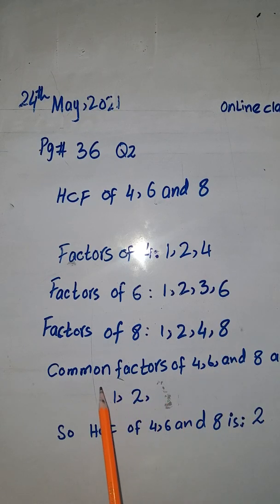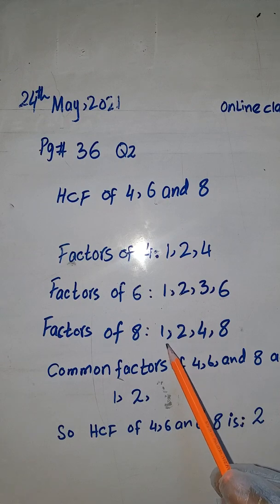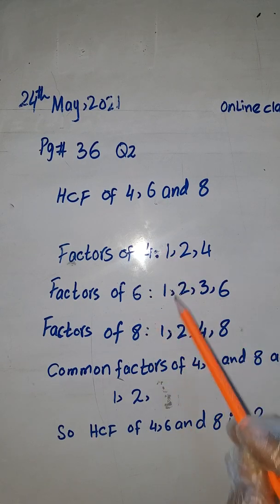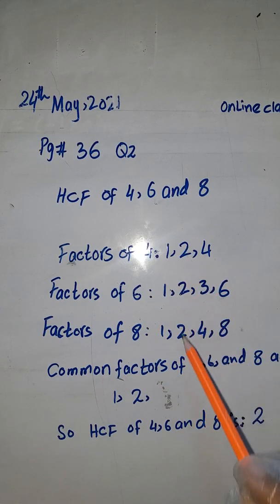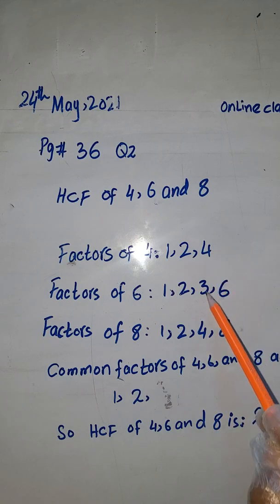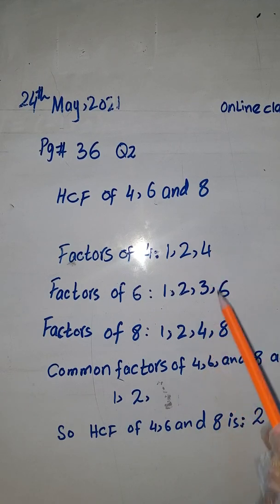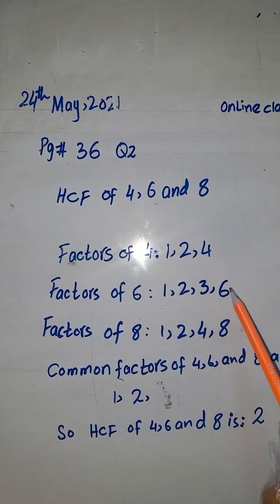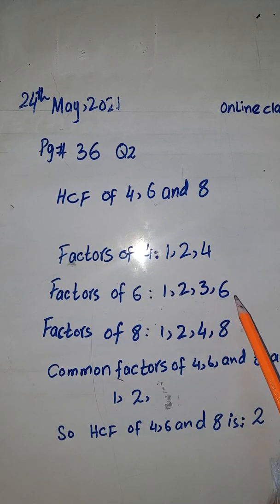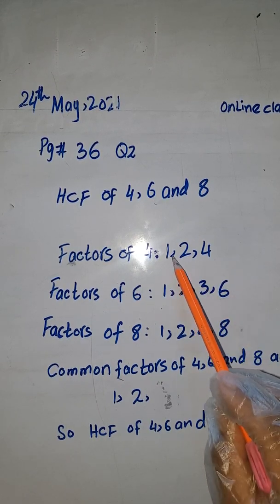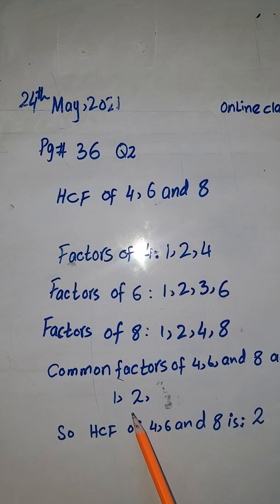So now we have to find out the common factors between 4, 6 and 8. Common factors of 4, 6 and 8 are कौन से हैं? 1 is common in all three numbers, 2 is again common, and what about the 3? No. And 4 is only in two numbers; we can't see 4 in the 6. So we can say only 1 and 2 are the common factors of 4, 6 and 8.